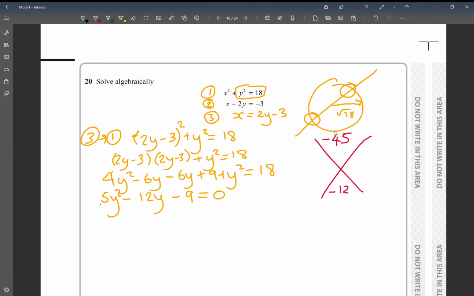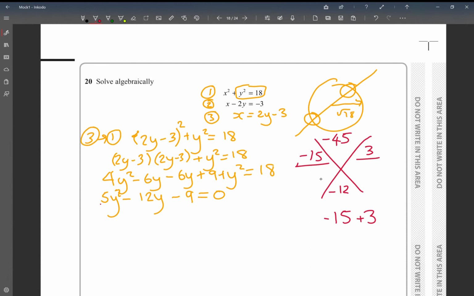Okay, so maybe start thinking about what multiples of minus 45 you can have, and they add to get minus 12. If you think about 45, you've got 15. Yeah, so 15 times 3 gets you 45. And then in what way can you make that minus 12? Well, if it's minus 15 and positive 3.